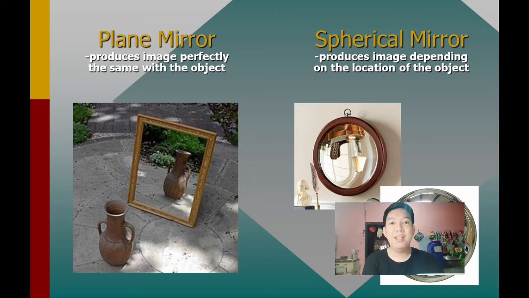Actually, for spherical mirror, iba siya kasi nagpo-produce siya ng different types of images. Sometimes it produces a smaller or diminished image. Sometimes larger compared to the object, and sometimes hindi siya nakakabuo ng image at all. So meron tayong dalawang way or method on how we are able to describe the image formed by both concave and convex mirrors. These are the ray diagram and the mirror equation.